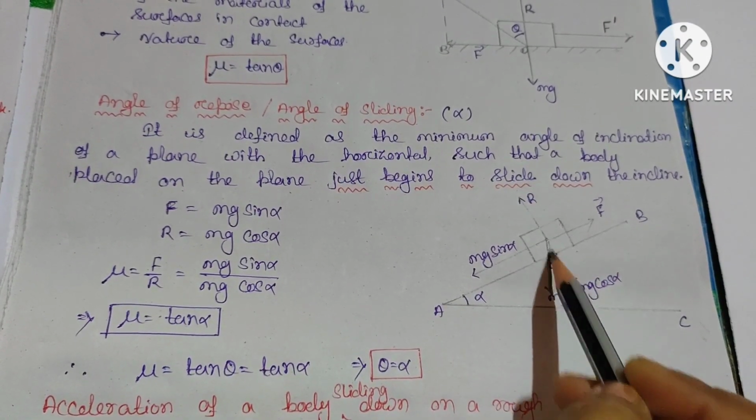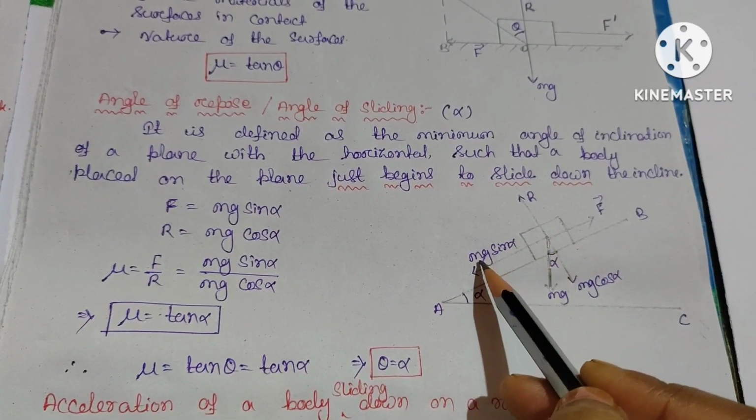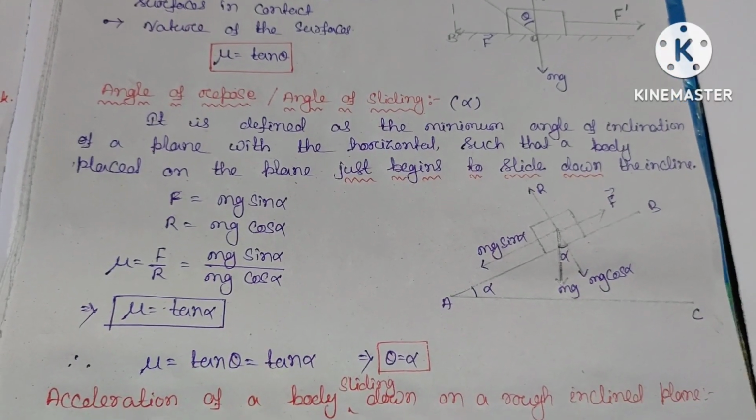So if the weight is mg and we resolve the components of mg, this one will be mg sin alpha and this is mg cos alpha.